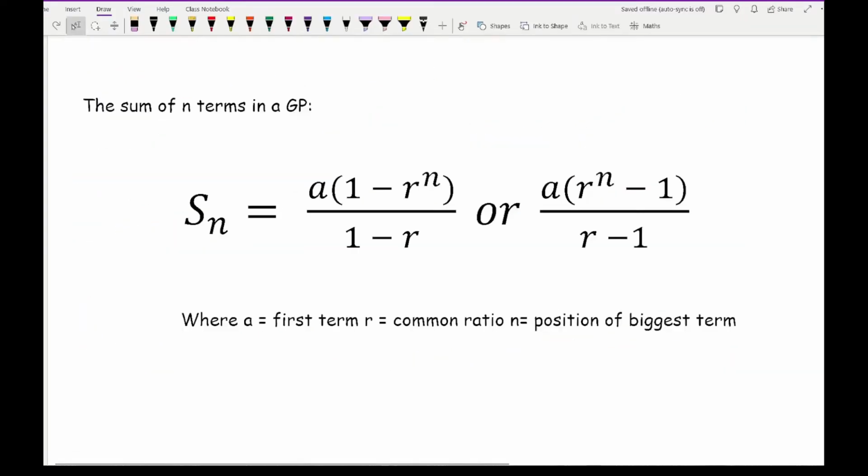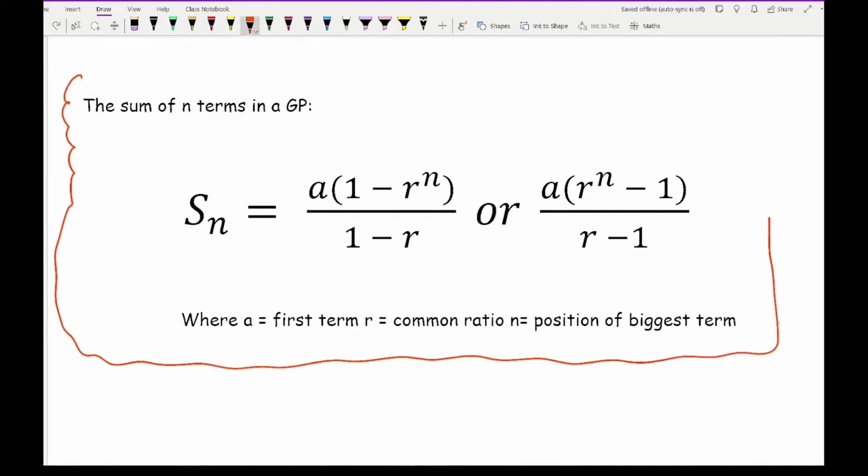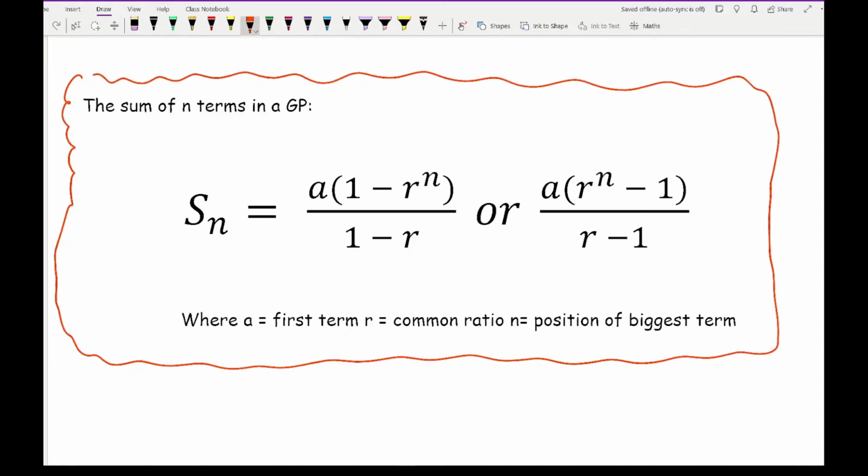So what we've generalized is that the sum of n terms in a GP can be given as one of these two formulas. It doesn't really matter which one you use, it's all about personal preference, as long as you are using them correctly. Now again, just like with the arithmetic progression sum of n terms formula, this is going to be given to you in the formula book if you are given one on your syllabus. So it's not a case of remembering these formulas, but it's really important that you know how to use them, and also recognize that there are two.